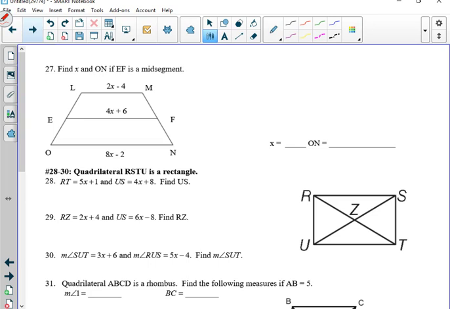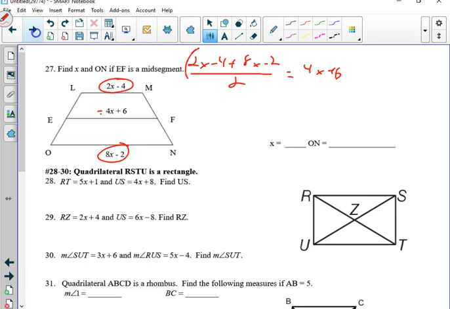All right, 27. Find x and ON if it's a midsegment. Well, like I said, these two add together and divided by 2 equal that. So literally, you just do that. 2x minus 4 plus 8x minus 2 divided by 2 equals 4x plus 6.